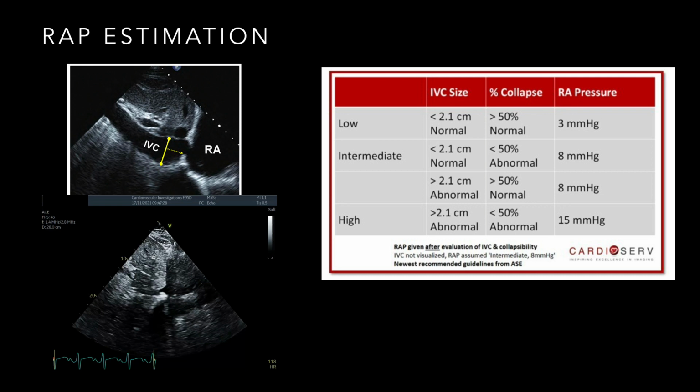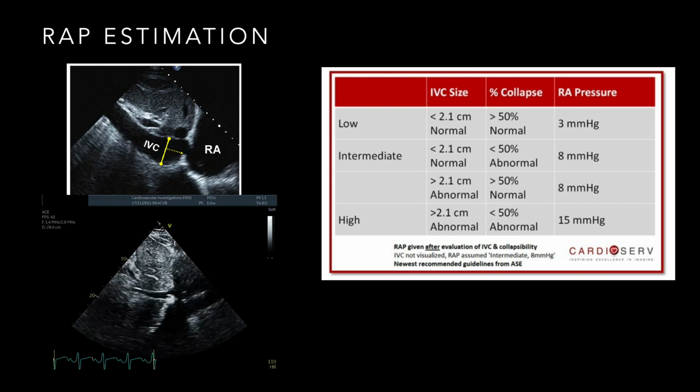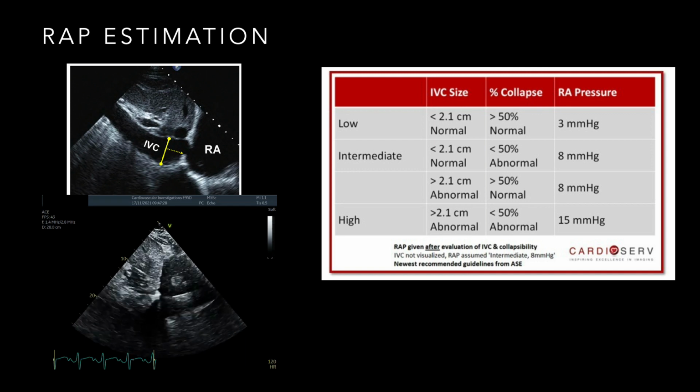So the measurement of the IVC diameter should be made at end expiration, just proximal to the junction of the hepatic veins. And that image is obtained in the subcostal view. So you take a still image and then measure the diameter, and then you also need to take a loop so that you can demonstrate whether or not there's collapsibility of the IVC. Some people also use M mode here through the IVC to demonstrate that collapsibility.